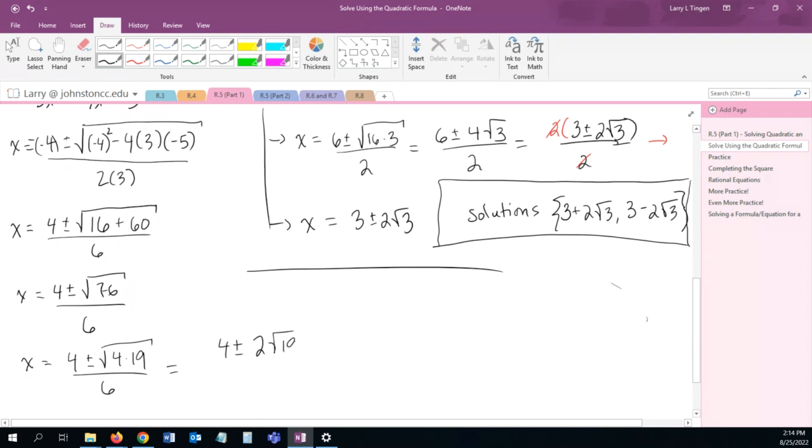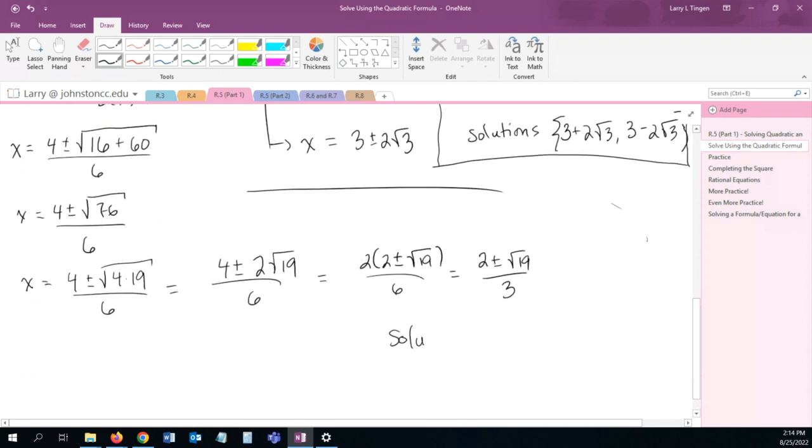Square root of 4 is 2. All the terms have a factor of 2 in them. 2 plus or minus root 19 over 6, which becomes 2 plus or minus root 19 over 3. So the solutions are 2 plus root 19 over 3, 2 minus root 19 all over 3.